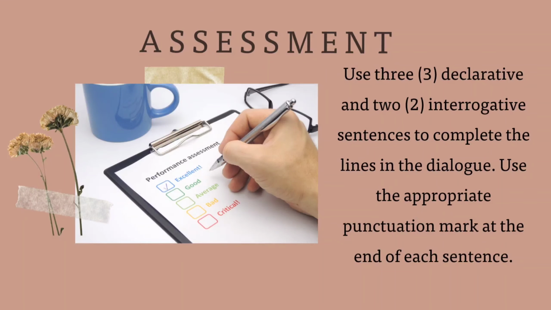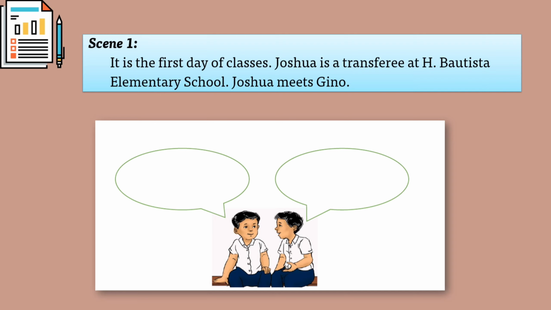And for our assessment, use 3 declarative and 2 interrogative sentences to complete the lines in the dialogue. Use the appropriate punctuation mark at the end of each sentence. Scene number 1. It is the first day of classes. Joshua is a transferee at H. Bautista Elementary School. Joshua meets Gino. What do you think these two boys are talking about?